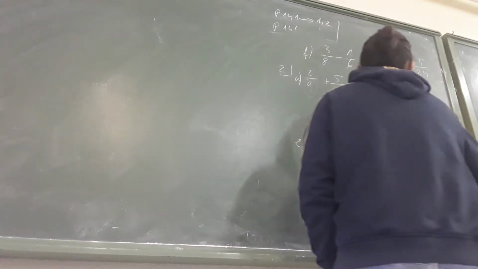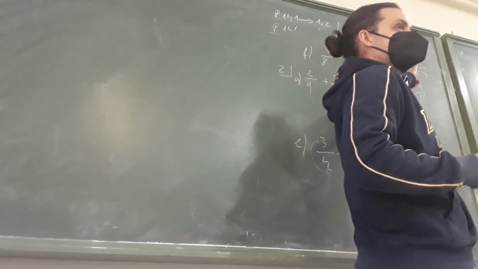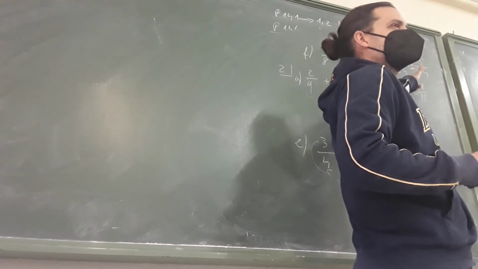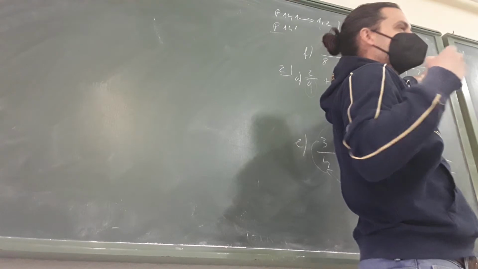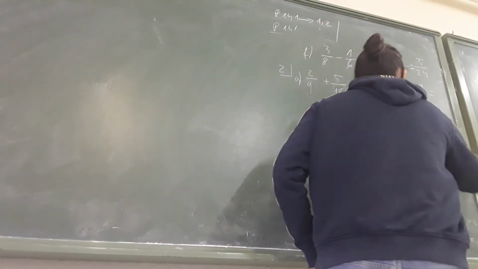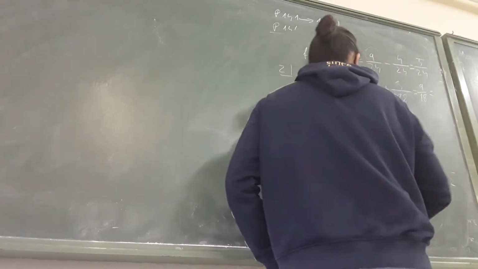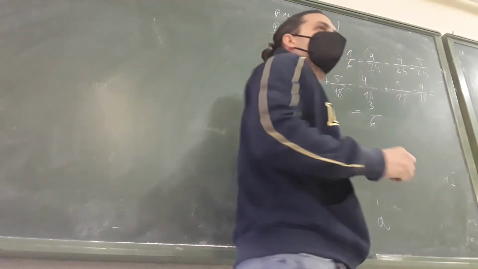Yes. 9 and 18, Lucia, can be divided by? Not by 2. 9 cannot be divided by 2. 3. Can you think of a larger number by which? Okay, let's do it by 3. If you divide by 3, Lucia, you get 3 over 6. Can we simplify it further?